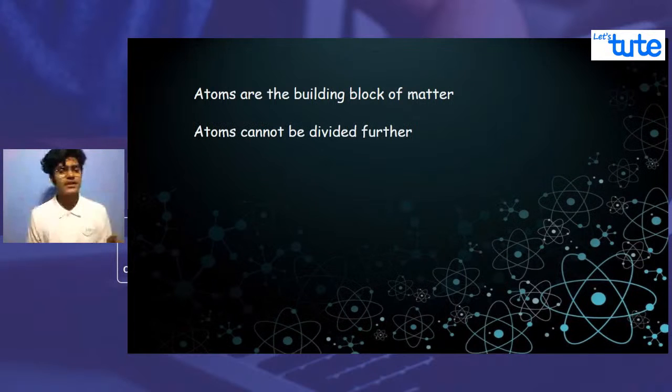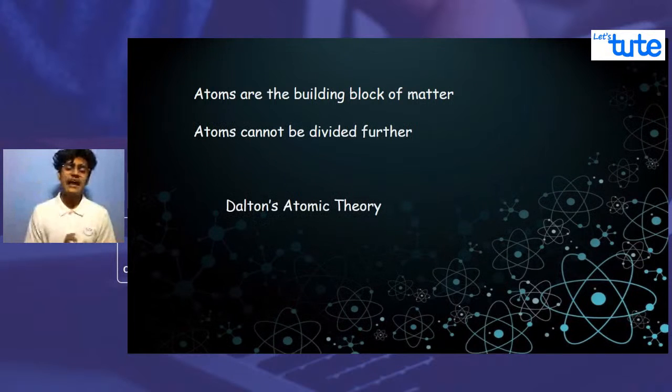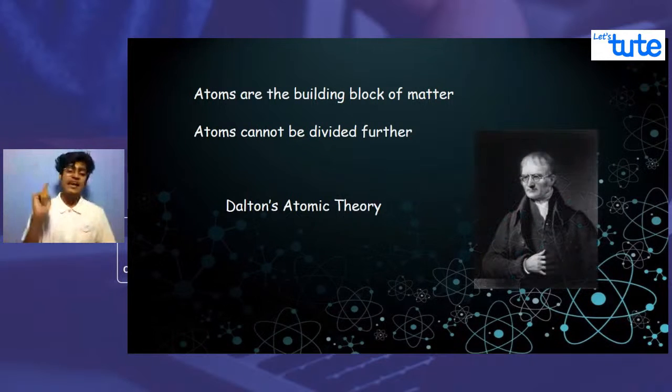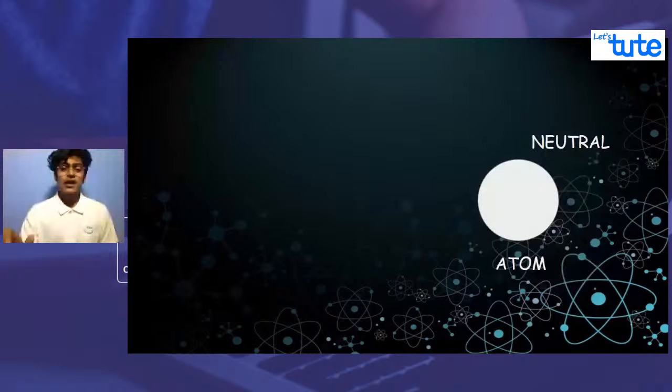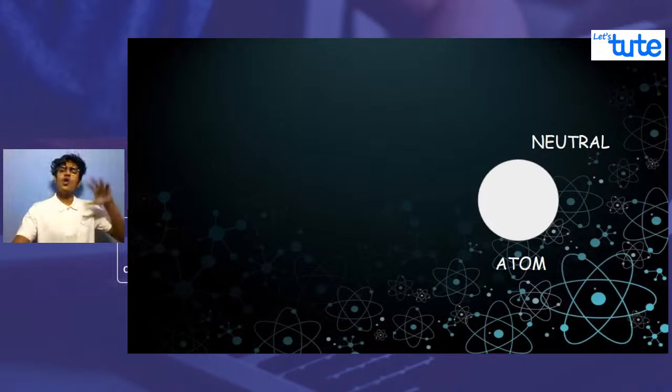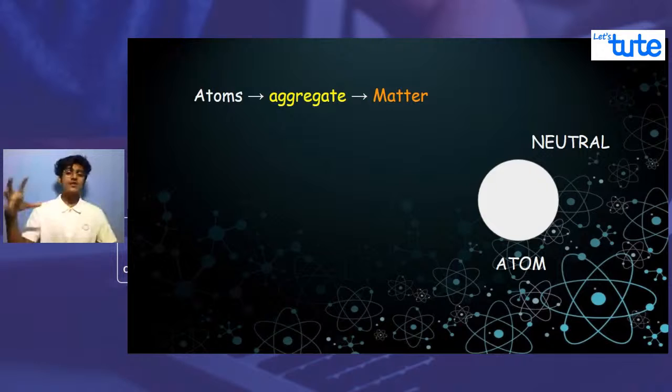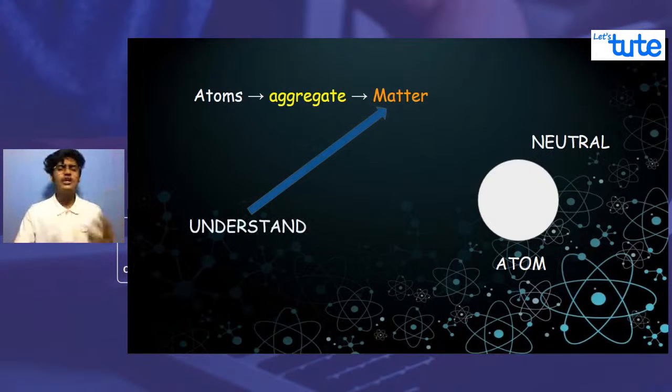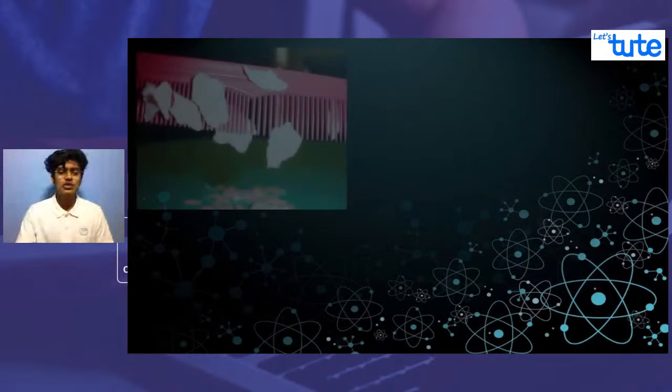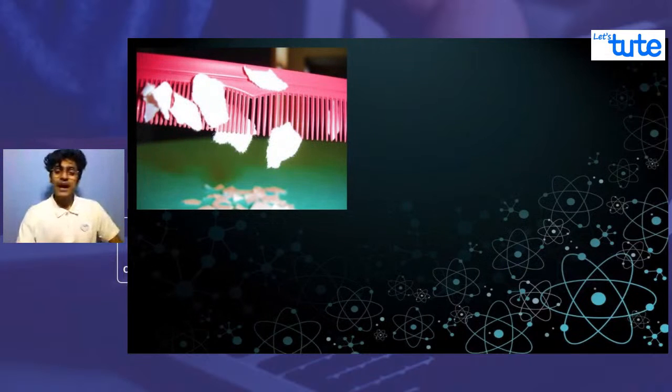Atoms cannot be divided further, of course, and this was everything stated in Dalton's atomic theory, and this is Dalton. Dalton stated that atoms are neutral, and scientists also used to believe for a long amount of time that atoms are actually neutral. But if we aggregate all the atoms together, we notice some weird things in matter. So matter contains some kind of charges.